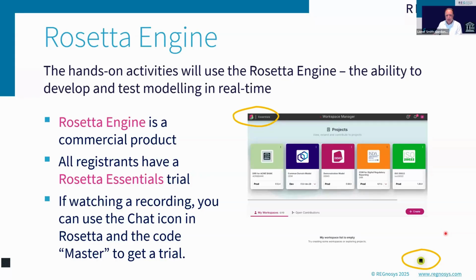If you need any help, now, Rosetta is a commercial product. So if you registered in advance, we have given you a free trial to the Essentials product. So when you log on to Rosetta, you should see Essentials in the top left-hand corner. That is essential, no pun intended, to get the most out of this masterclass today. But if you don't have it, either reach out to us now or we'll try and take care of that, or you can also, as it says on this screen, follow up afterwards as well.